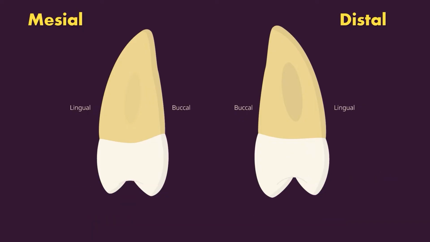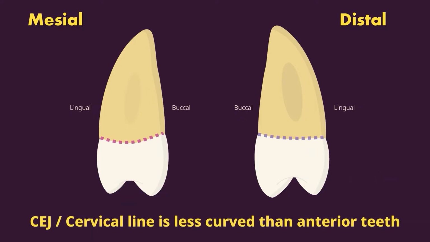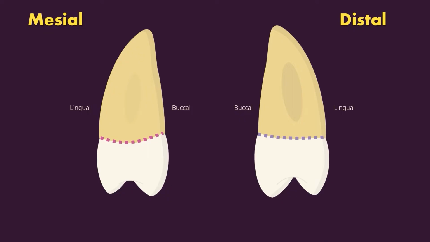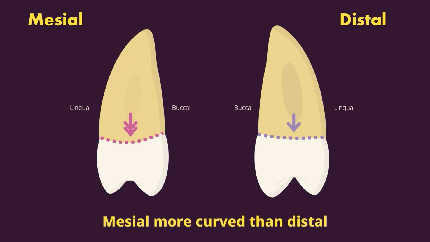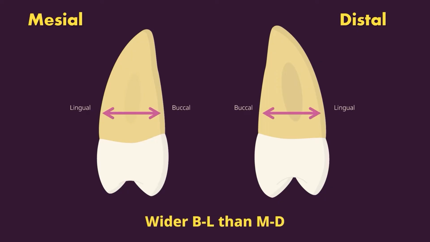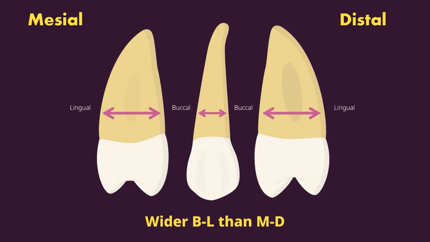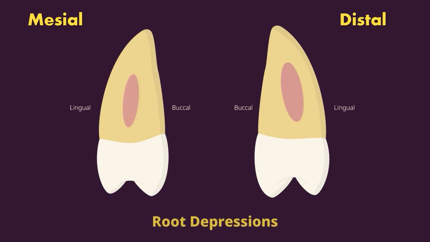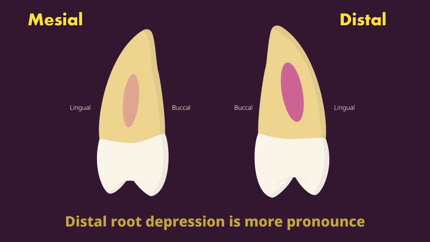The CEJ, or cervical line, overall is less curved than the anteriors, but the mesial is still more curved than the distal. The maxillary second premolar has 1 root. It is wider buccal lingually than mesial distally, and there are shallow root depressions on both the mesial and the distal, but the distal is more pronounced.